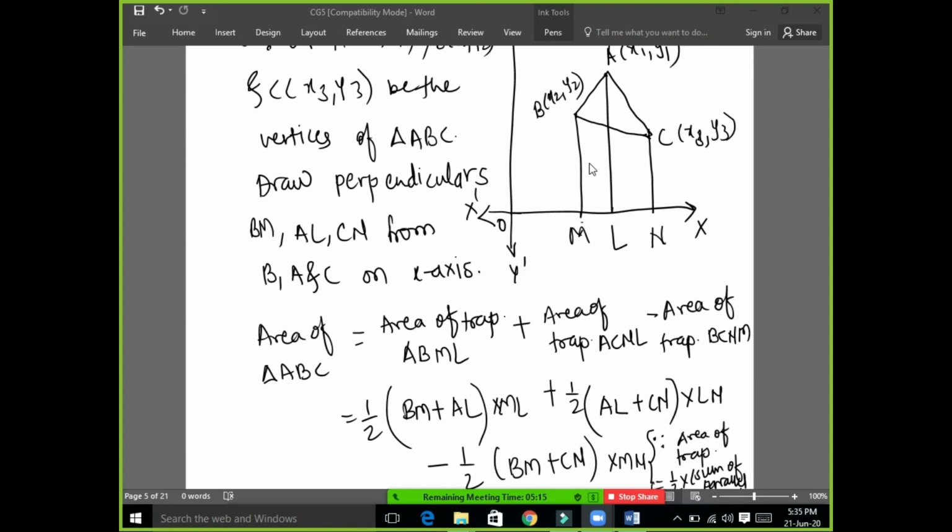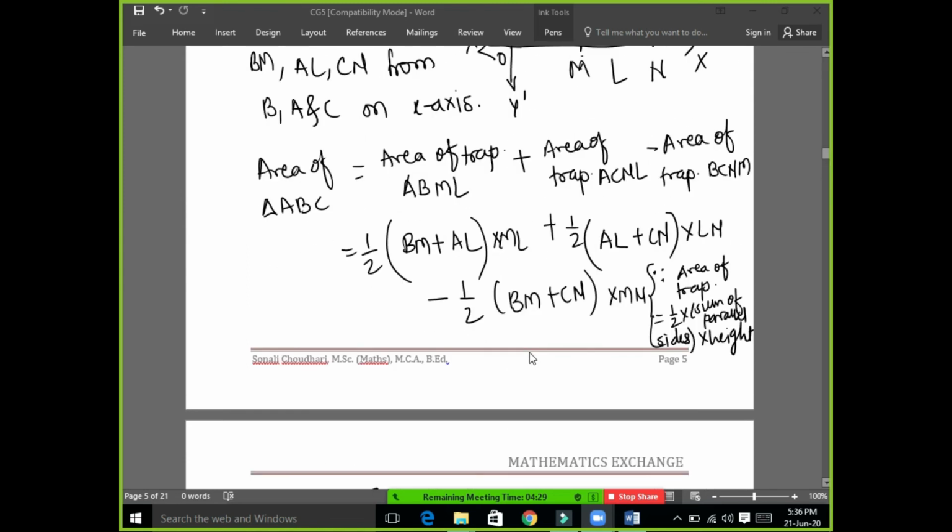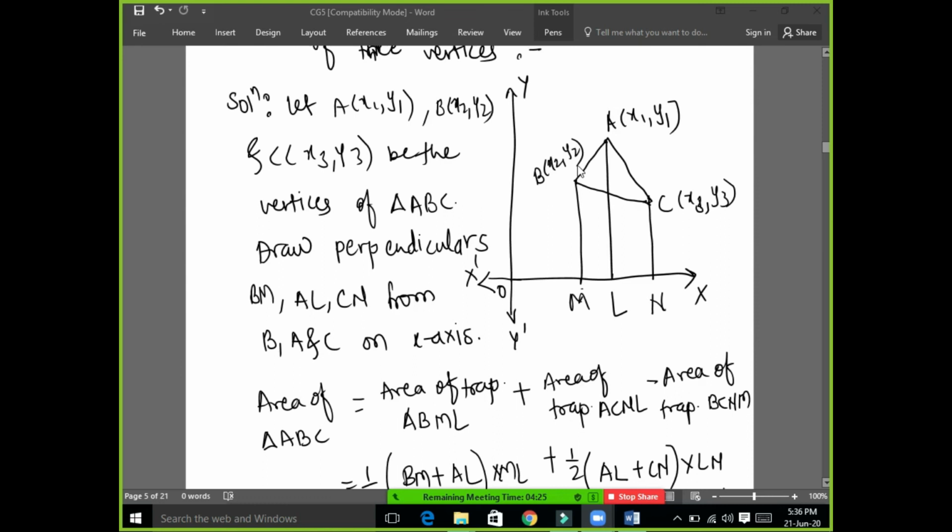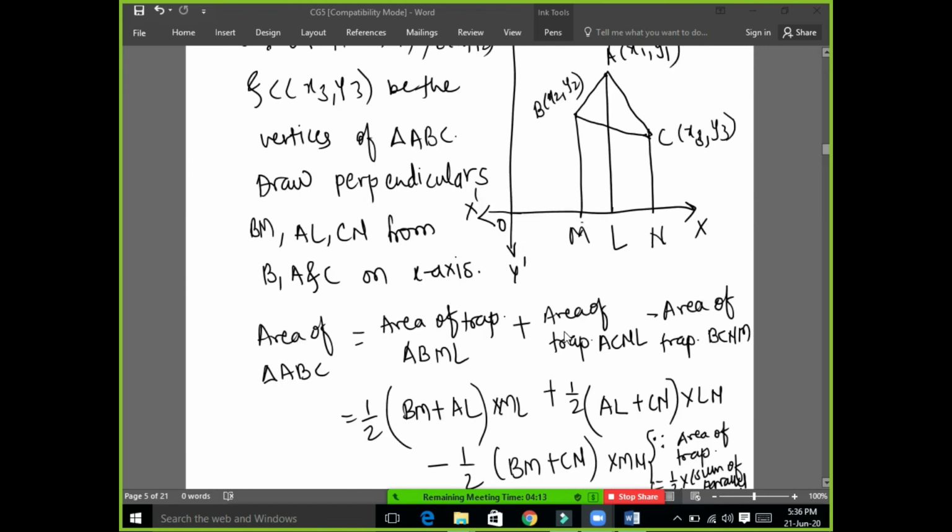So in this figure we always remember that whenever a vertical distance is there, we have to consider the y coordinate, and whenever a horizontal distance is there, we have to consider the x coordinate, because we already learned this in class 9 about the ordinate and abscissa, that is the distance from the x axis and y axis. So in this way we calculate all these values of BM, AL, ML, AL, CN. So BM is Y2 and AL is Y1, ML is X1 minus X2.